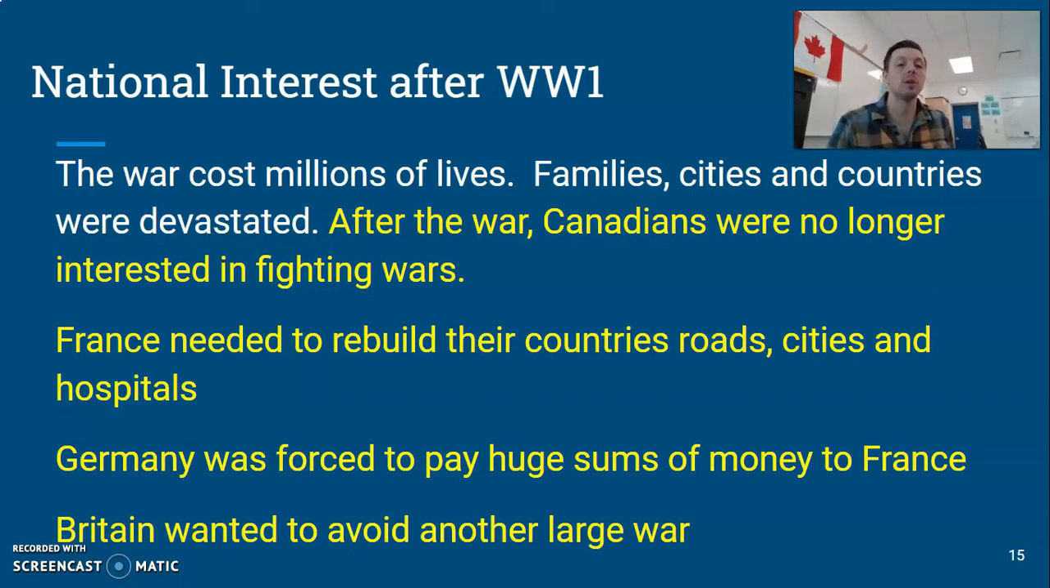Britain desperately wanted to avoid another large war, and same with the United States. They wanted to do everything they could to avoid the big countries fighting each other, and they wanted to avoid World War II.